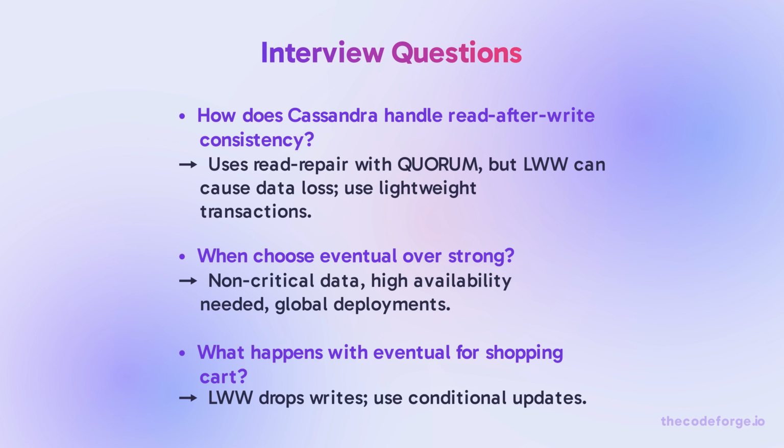Let's run through some common interview questions. How does Cassandra handle read after write consistency? Uses read repair with quorum, but LWW can cause data loss. Use lightweight transactions. When to choose eventual over strong? Non-critical data, high availability needed, global deployments. What happens with eventual for shopping cart? LWW drops writes, use conditional updates.